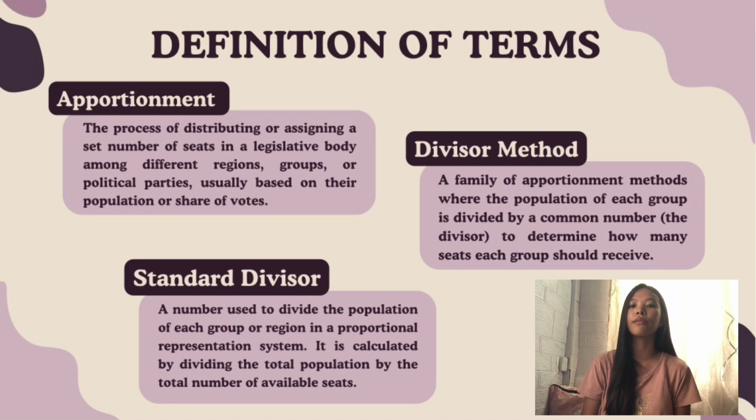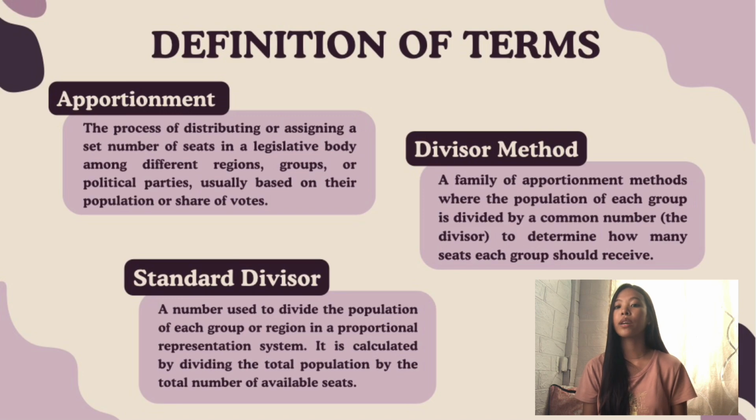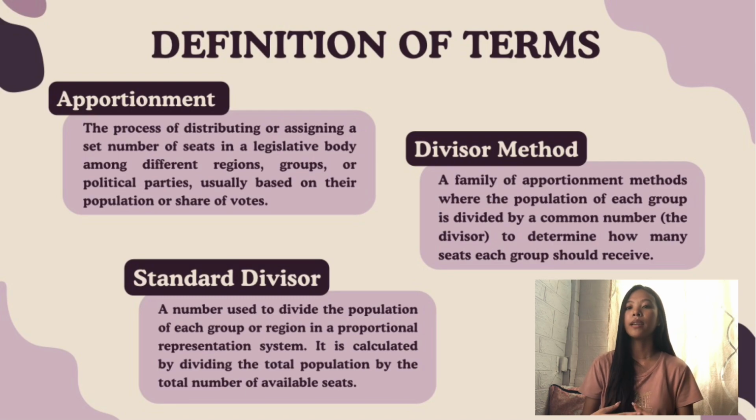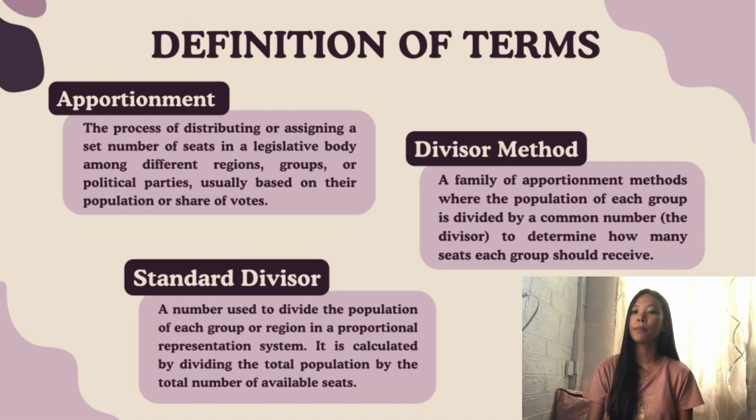The standard divisor ensures that each seat represents roughly the same number of people. For example, if the total population is 1 million and there are 100 seats, the standard divisor would be 10,000, meaning each seat should ideally represent 10,000 people.